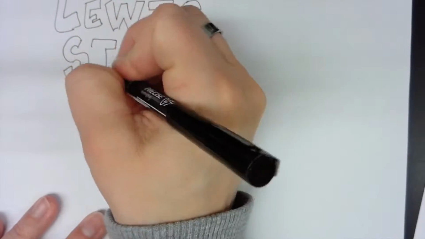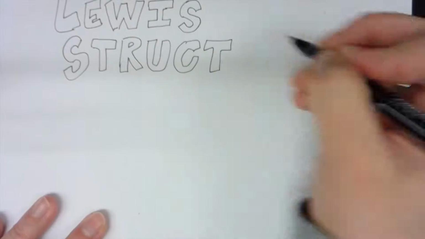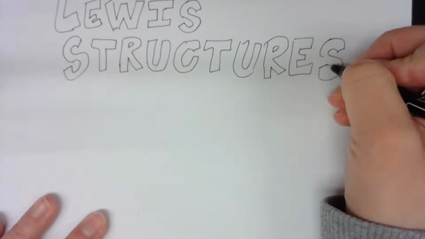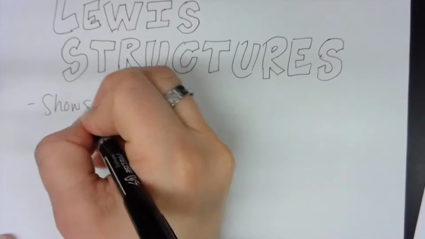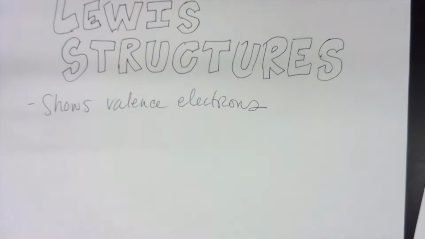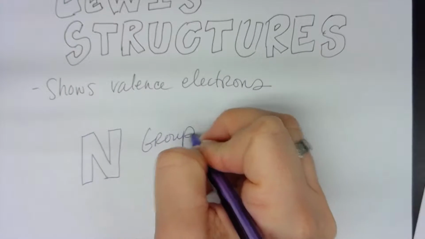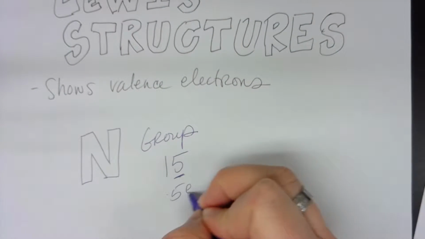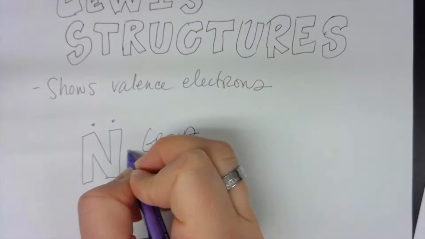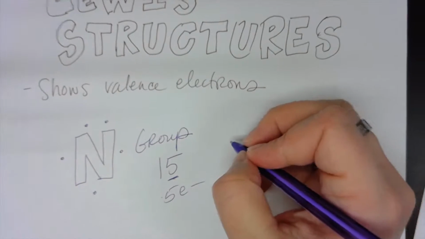Lewis structures. Lewis structures show valence electrons for each element. Let's say we have nitrogen. Nitrogen is in group 15, so we're going to show 5 valence electrons around nitrogen. We represent this with dots.